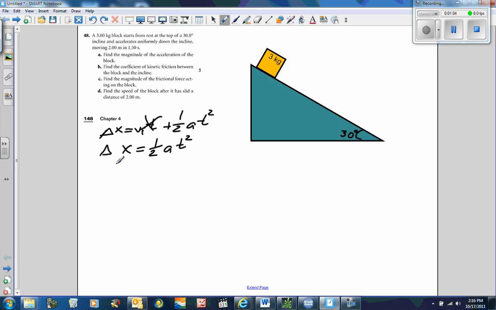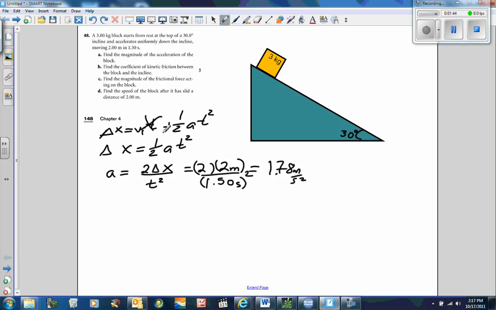Then we're left with delta x equals 1/2 a t squared. We want to know acceleration, and we know everything else. So if we solve this for acceleration, we get a equals 2 delta x over t squared. That's 2 times how far did it move? 2 meters. And how long did it take? 1.50 seconds, and you want to square that whole thing in the denominator. When you do that, you get 1.77 something, and it rounds to 1.78 meters per second squared. That's my A.